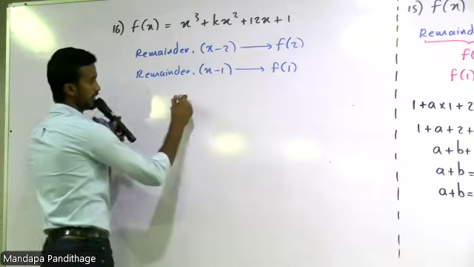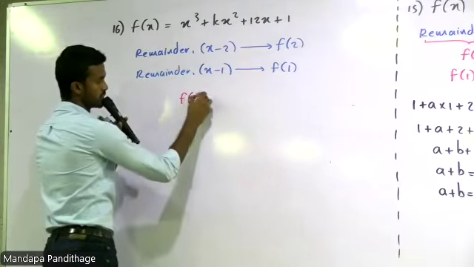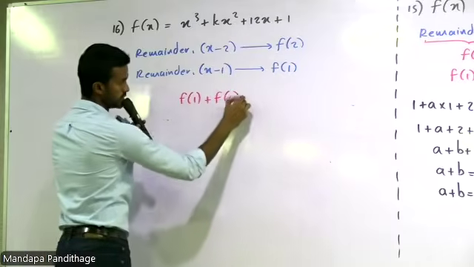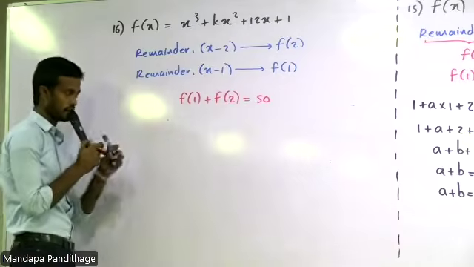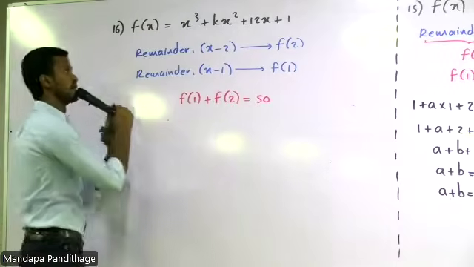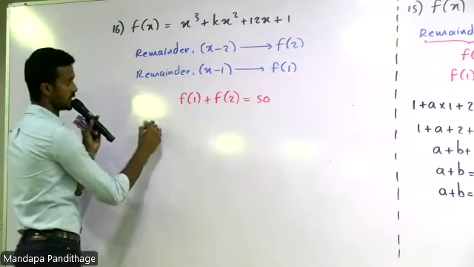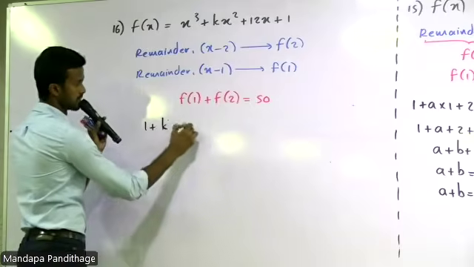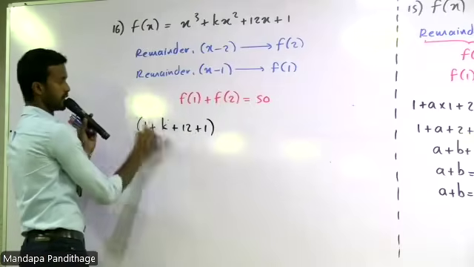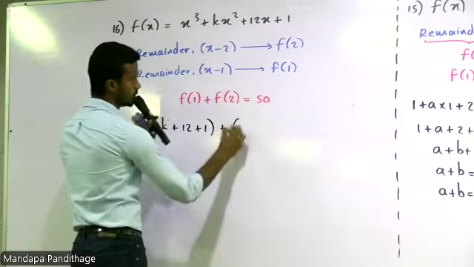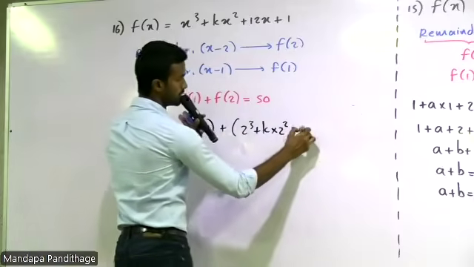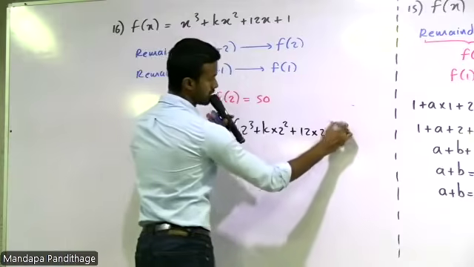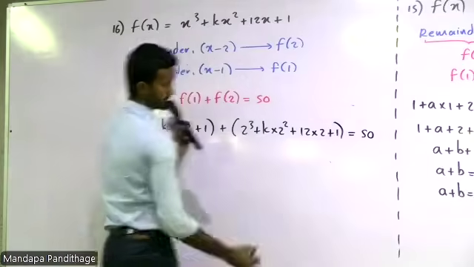f1 plus f2 is equal to 50. The sum of the two remainders is equal to 50. So what is f1? It's 1 plus k plus 12 plus 1. This is f1. And what is f2? 2 cubed plus k into 2 squared plus 12 into 2 plus 1 is equal to 50.